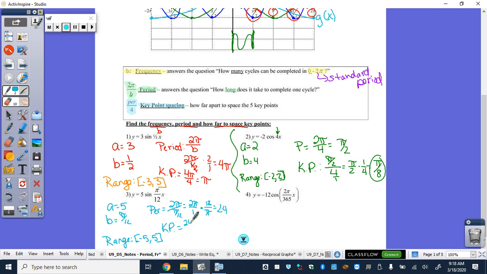Key points, 24 divided by 4. Our key points would be every 6. So that's an example of what you would see in a word problem, which we'll talk about more in a couple days.